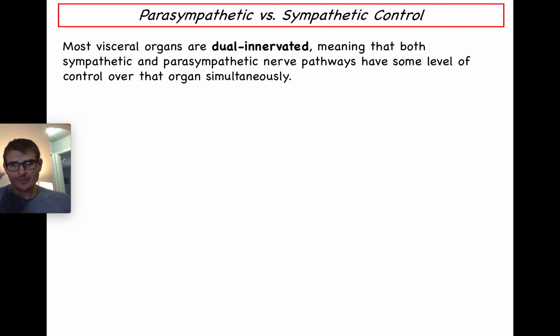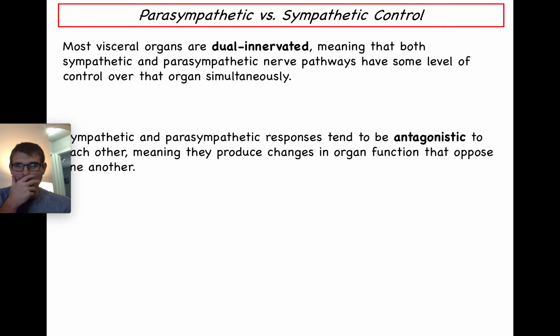So it turns out that most of our visceral organs are what we call dual innervated, meaning that they are both capable of receiving efferent information from both the sympathetic and the parasympathetic division. So both divisions control most of our visceral organs simultaneously. So the reason why this is important is because, generally speaking, not always, but generally speaking, sympathetic and parasympathetic responses tend to be antagonistic to each other.